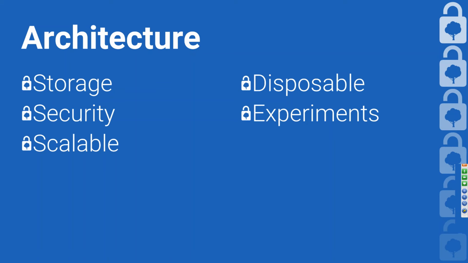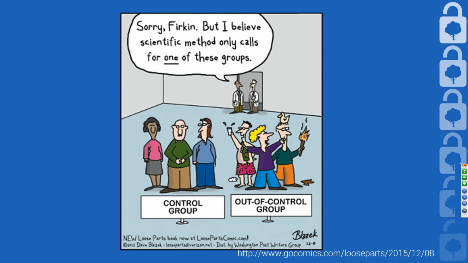You need to have some way of doing traffic management to your various analytical components, ideally. So that is something to consider when you're building your architecture. And you need a control group, really.